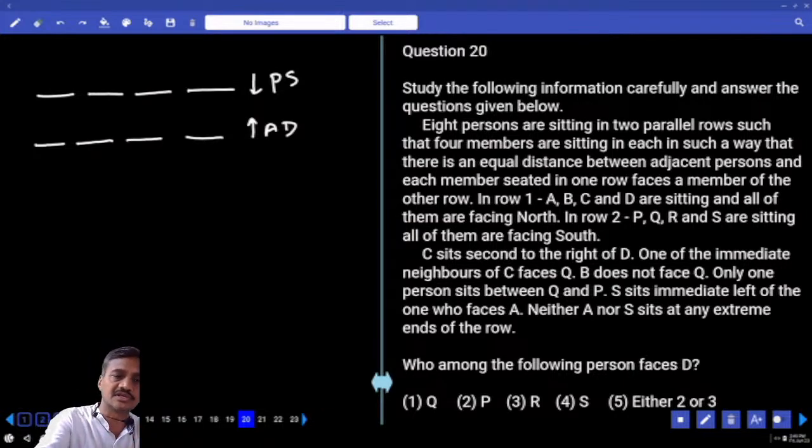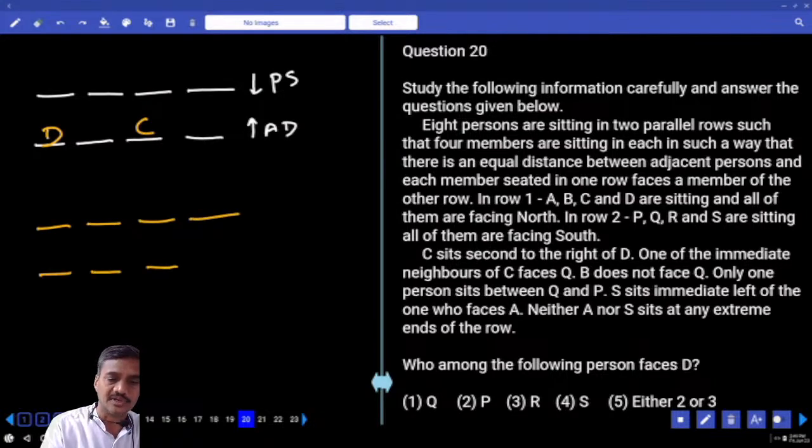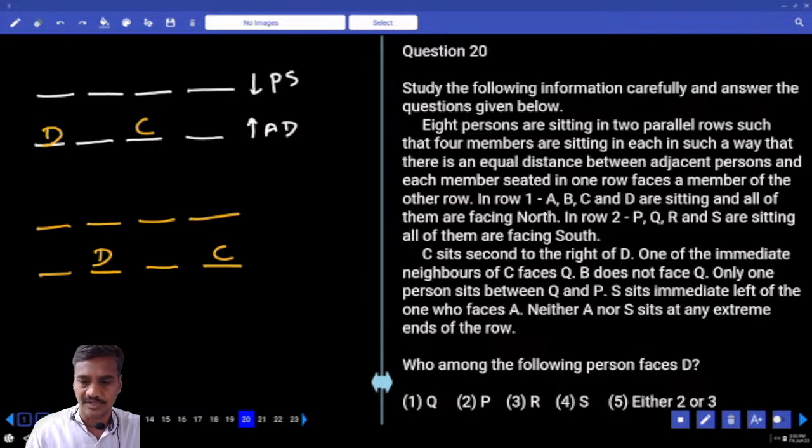Then C sits second to the right of D. As C is seated second to the right of D, how many possibilities do we have? If D is here and C will be here, that is the first possibility. And in the second possibility, C and D will be like this. Then one of the immediate neighbors of C faces Q.